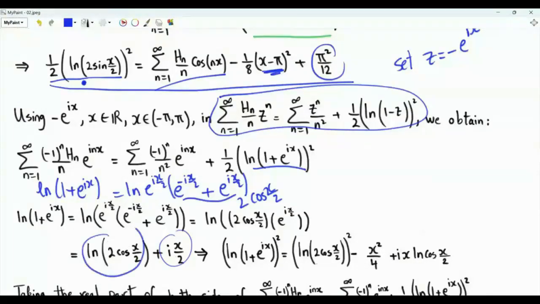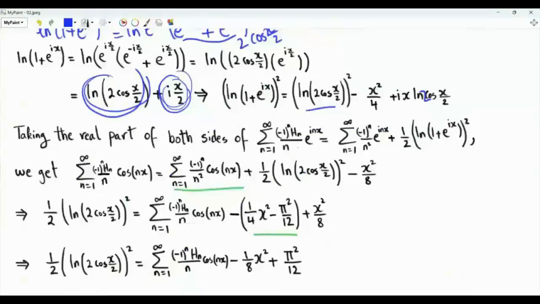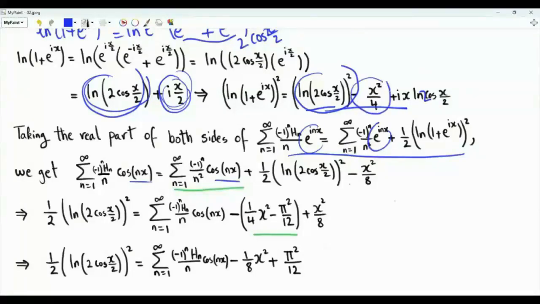If we square both sides, we get the square of the logarithm. We get i squared times x squared over 4. That's minus x squared over 4. And then we get 2 times this term times that term. This is ix log 2 cosine x over 2. Taking the real part of both sides, this and that become cosine nx. From here, we get this square divided by 2, and we also get minus x squared over 8.